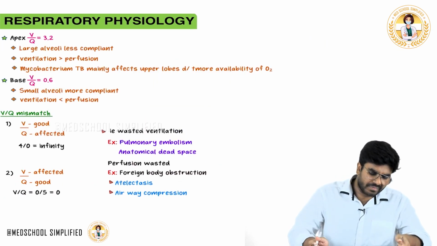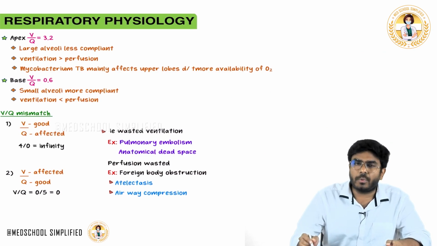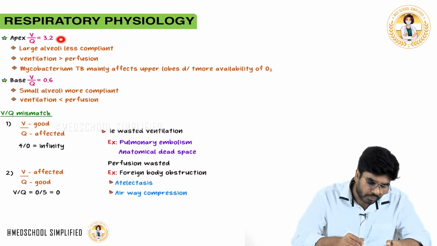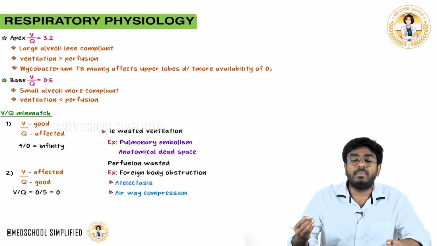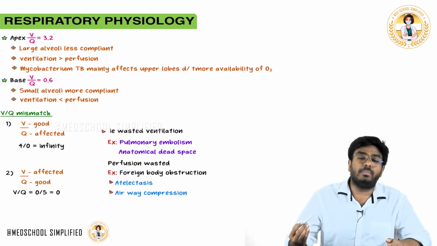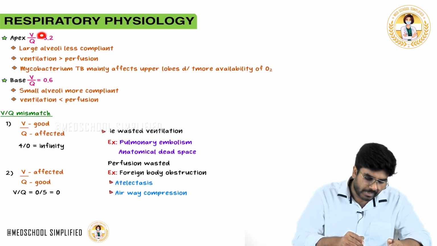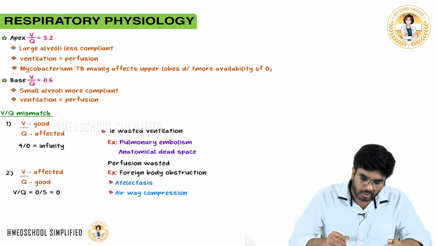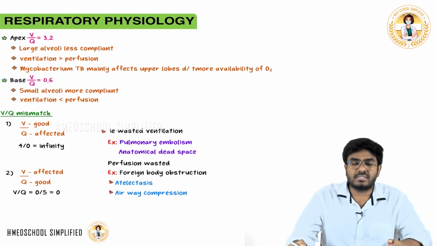Now let's see, in the apex, what is the V/Q ratio? It is not 0.8, now it is 3.2, which means now more oxygen availability is there. The more the V/Q ratio, the more the oxygen availability. So the V/Q ratio in the apex of the lung is 3.2. Large alveoli, which are less compliant in nature. In the apex of the lung, ventilation is greater than the perfusion. As ventilation is more, oxygen availability is there. That's why Mycobacterium TB mainly affects upper lobes, due to more availability of oxygen.